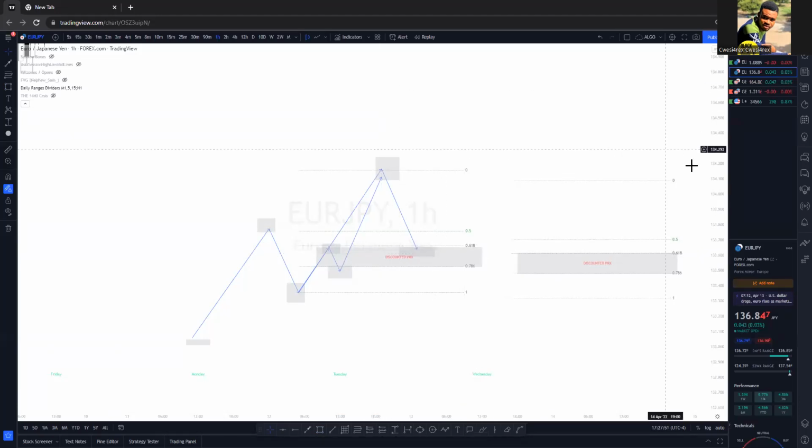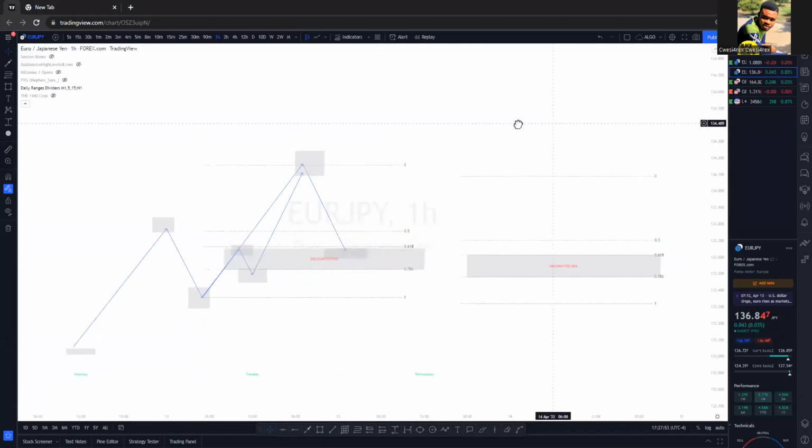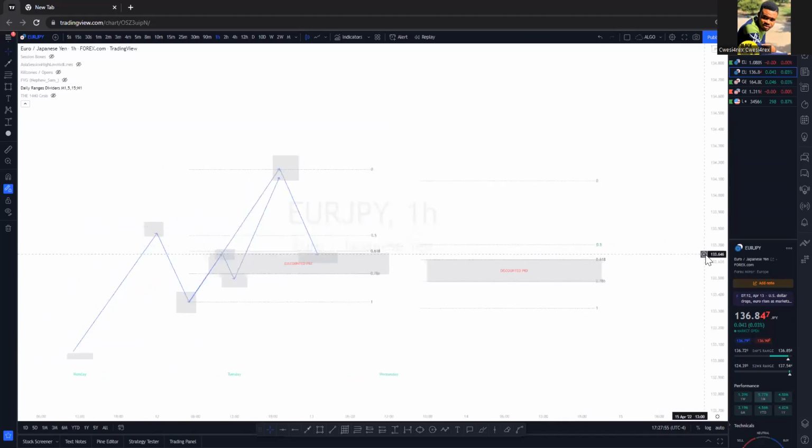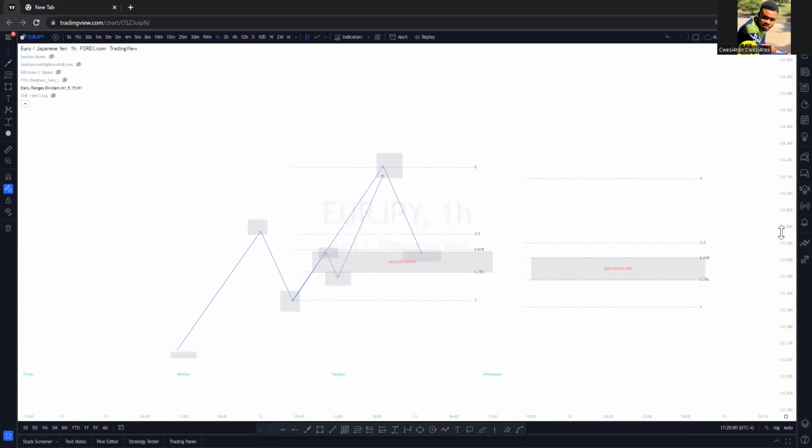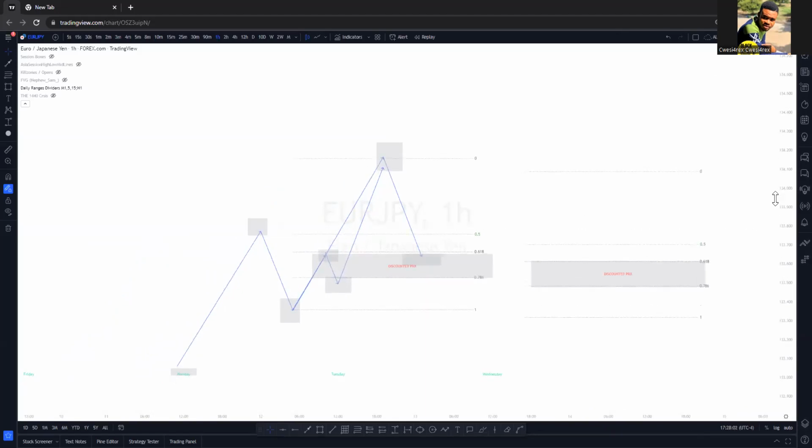So the use of Fibonacci is not for trade entry, but for us to identify where a valid point of interest is. It's used to identify where a valid point of interest is. It's not used for entry, right?